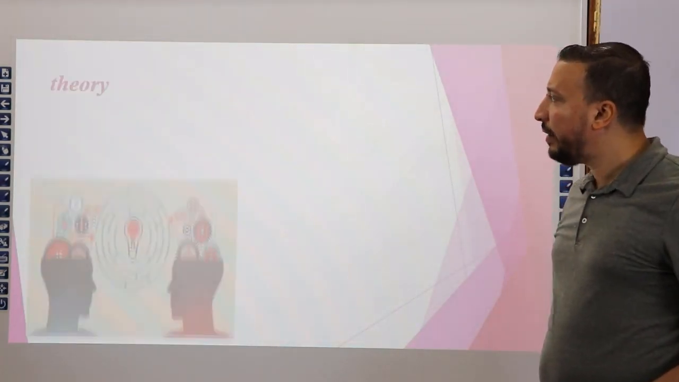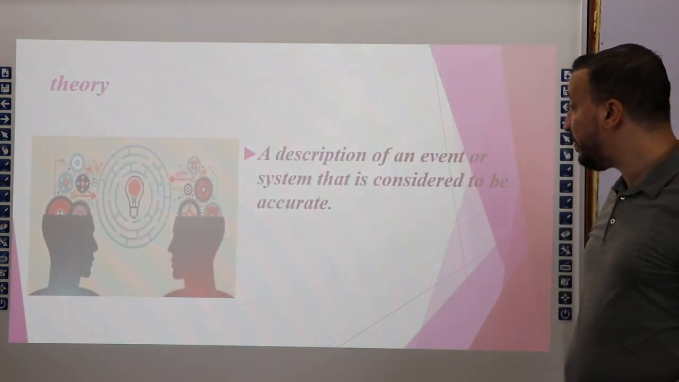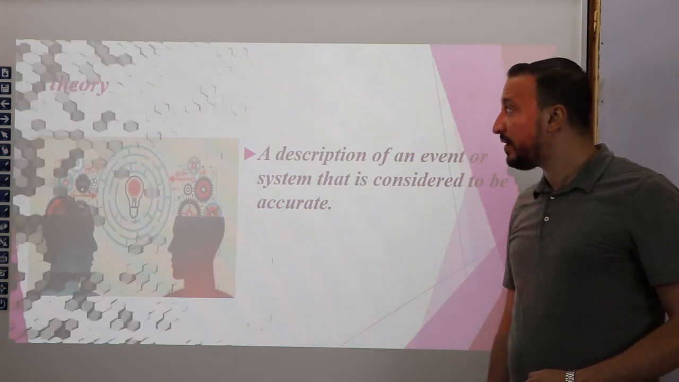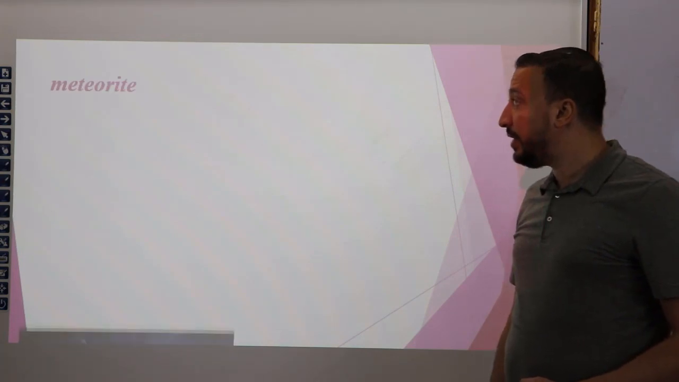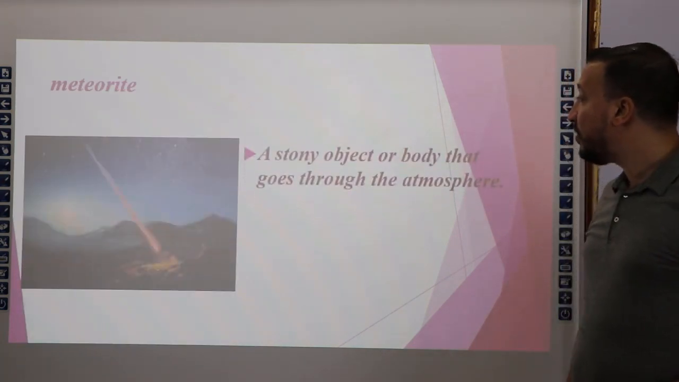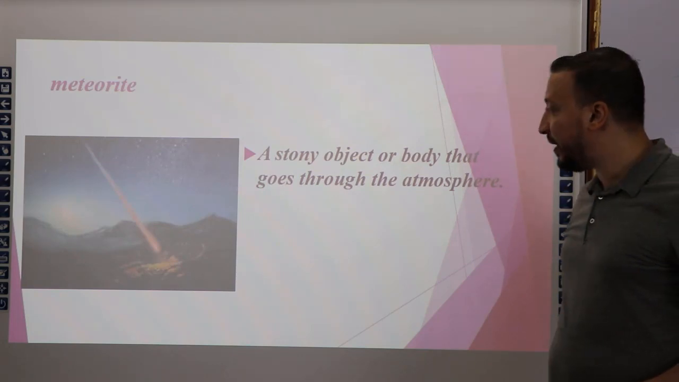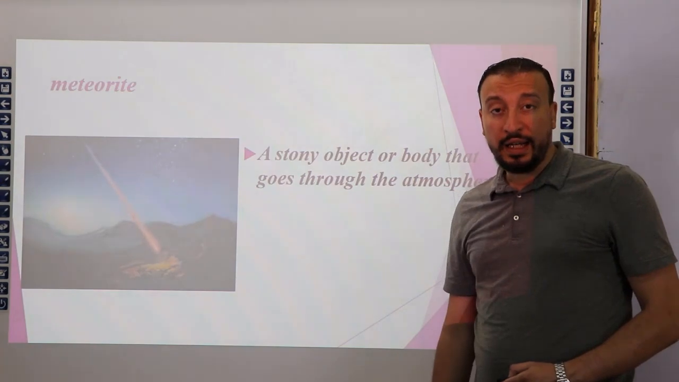Theory, نظرية: a description of an event or system that is considered to be accurate. نظرية. Meteorite: a stony object or body that goes through the atmosphere and fell to the ground. وقع على الايه؟ على سطح الارض. نيزك.